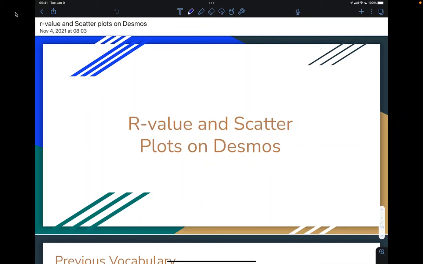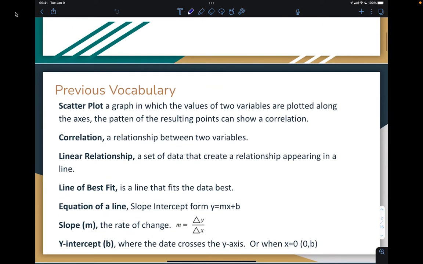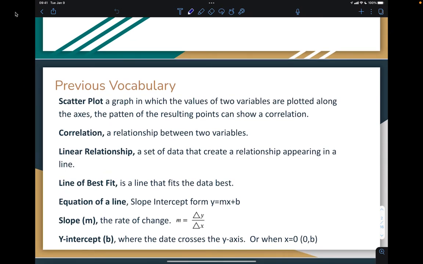Hey, today we are going to learn about R value and scatter plots on Desmos. Previously, we talked about this vocabulary. A scatter plot, as we know, is a graph in which the values of two variables are plotted along the axis. The pattern of the resulting points can be shown as a correlation. So we saw something and it might have looked like this. That was a great scatter plot.